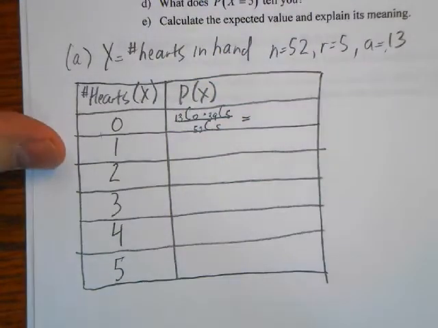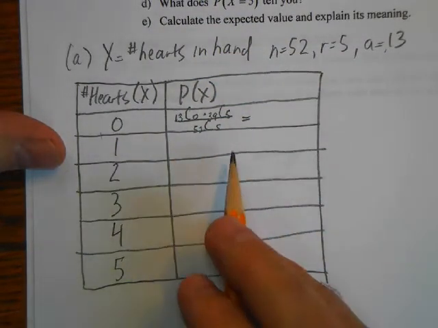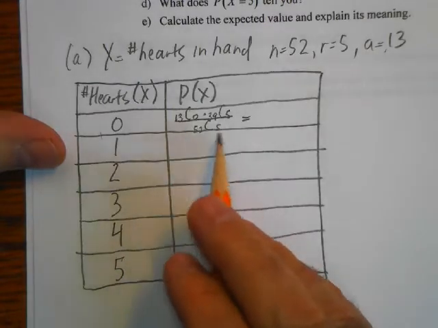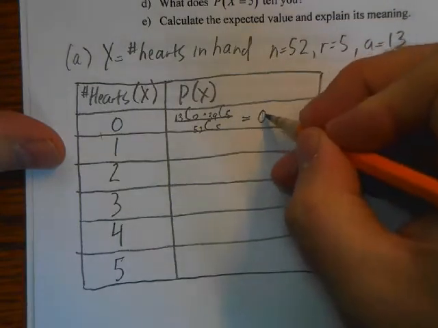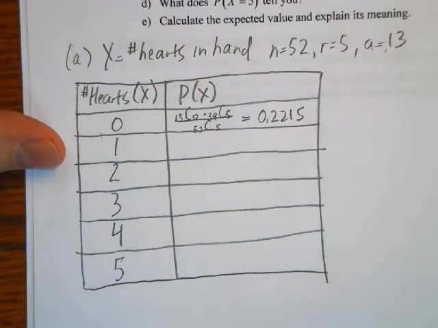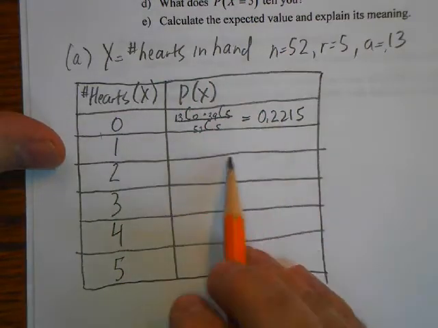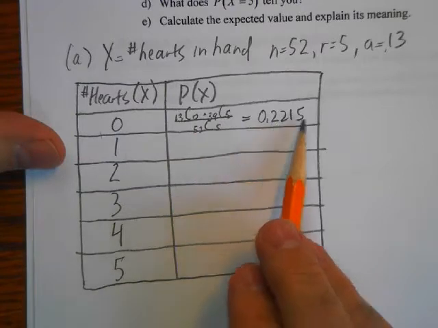When you do that calculator work, it really pays to have that combination function on your calculator. They also have online combination calculators if you don't have a calculator that does that. That is equal to 0.2215. So that tells you the probability of having no hearts in a 5-card hand is 22%.